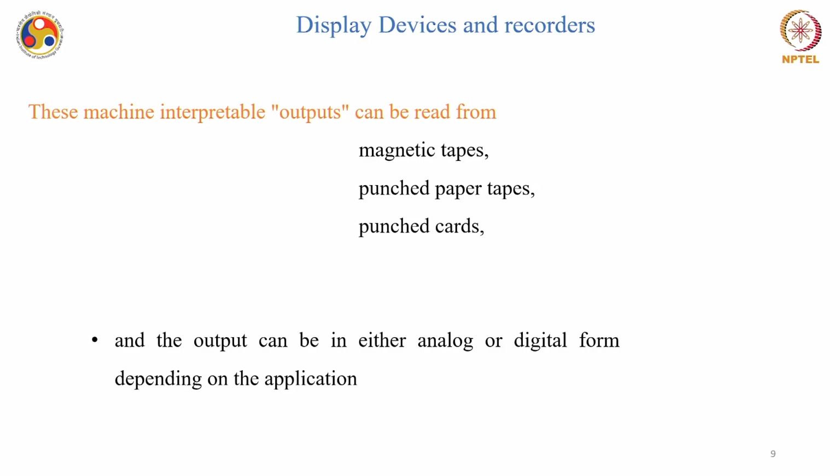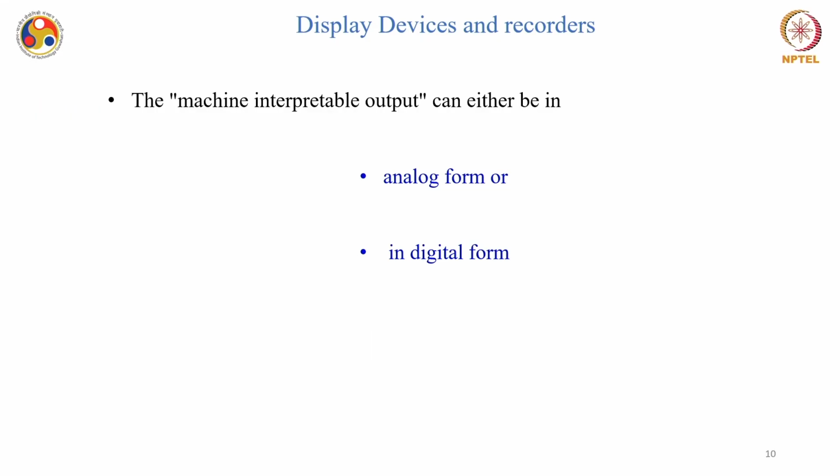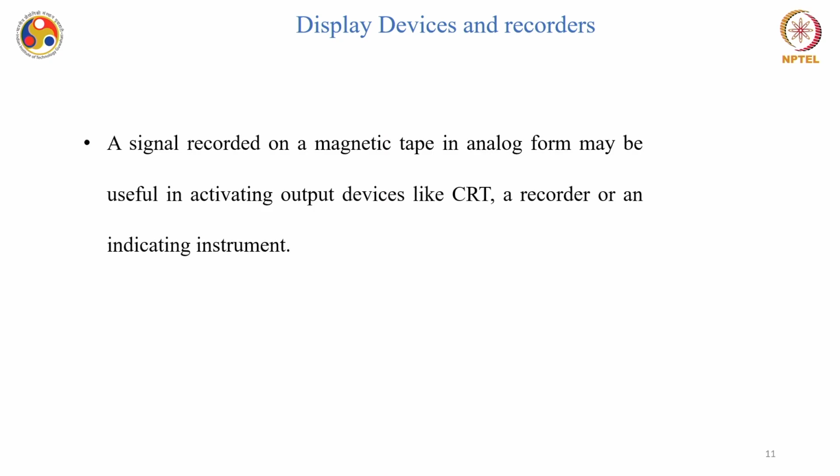But in the modern devices you want it to be read by an external hard drive or external USB, and in USB also you now have several categories, type A, type C and all. So you want it to be read by these recorders, and the output can be in either analog or digital form depending on what application you are trying to implement. The machine interpretable output can either be analog or it can be digital. A signal recorded on a magnetic tape in analog form may be useful in activating output devices like a CRT, a recorder or an indicating instrument.